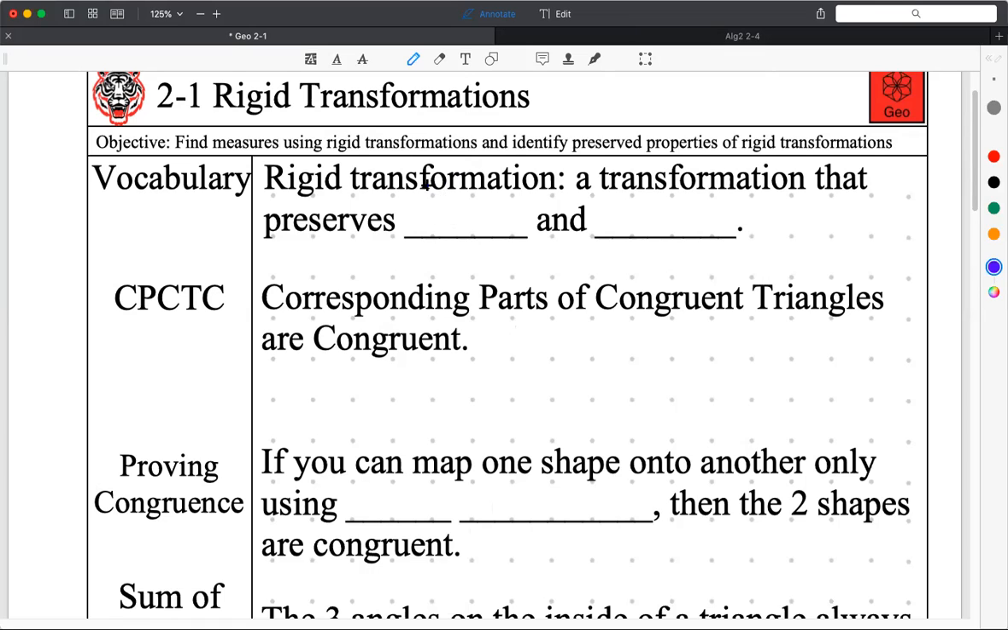So let's go through this. I don't want to spend too much time on the notes today. The whole point is to give more time to do homework. It preserves angles, and I can say lengths, distances. I'll say distance and distance.